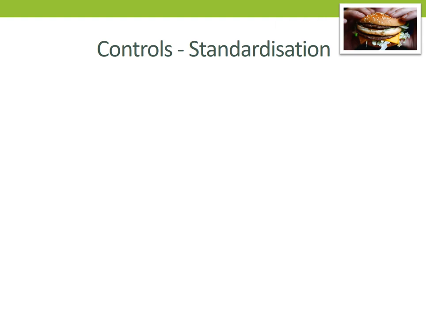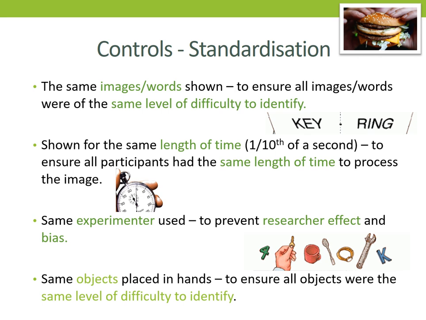Okay. Now, they tried the best in this study to control things and standardize things. Okay. So things were kept the same for all participants. The same images and words are shown to all the participants. These words are of the same level of difficulty, so they're not difficult words to identify. There's a couple of examples there, things like key and ring. They're all shown for 1/10 of a second. They're all given the same length of time to process that image. The same experimenter was used, so it reduces experimenter effects and researcher bias. And they're placing objects in their hands at another point in the study, and the same objects were used, and all, again, same level of difficulty to identify.